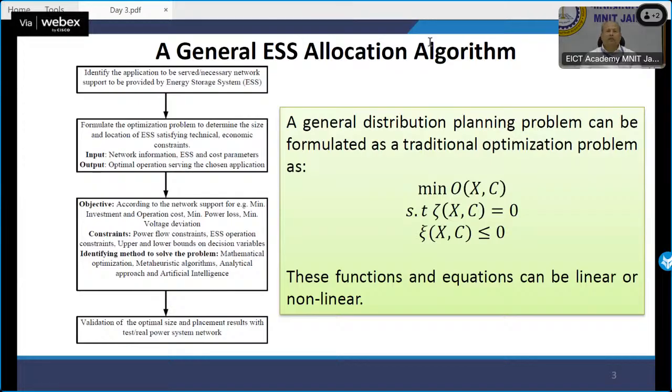Okay. So, the general ESS allocation algorithm: a general distribution planning problem can be formulated as a traditional optimization problem. It is basically an optimization problem, a traditional objective function subject to equality and inequality constraints. That is what the basic nonlinear optimization problem looks like. So first of all, step number one is to identify the application to be served, or the necessary network support to be provided by an energy storage system.